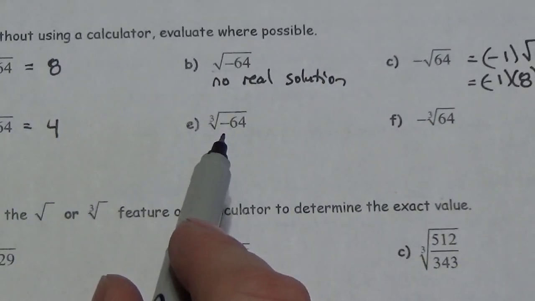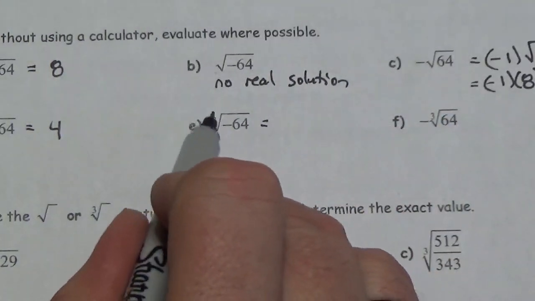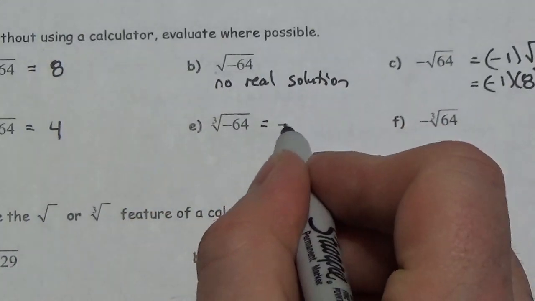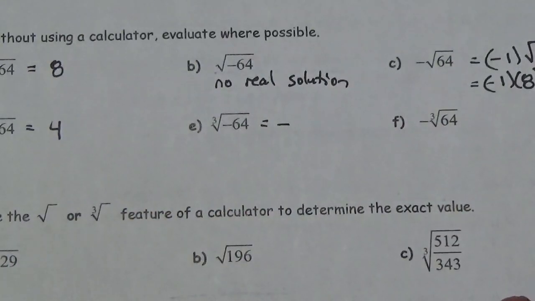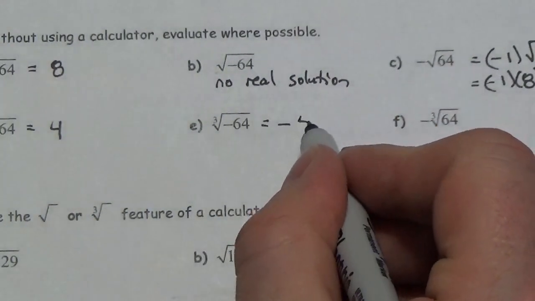The cube root of negative 64. Now we saw this above. What happens if that's an odd root? The negative just pops out. The odd root has no problem at all with negatives being inside there, so it just pops out here. And again, the cube root of 64 is 4.